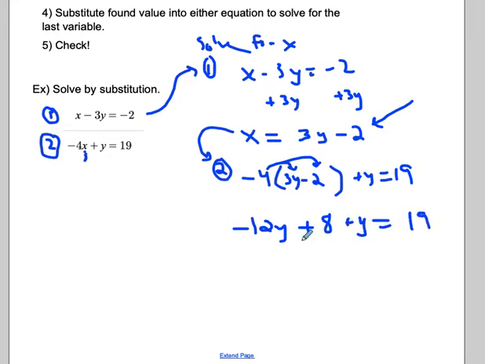So now this is where we can combine like terms. If I look, I got -12y here, and this is like a +1y there. So if you have a -12y and a +1y, that will balance out to be a -11y.